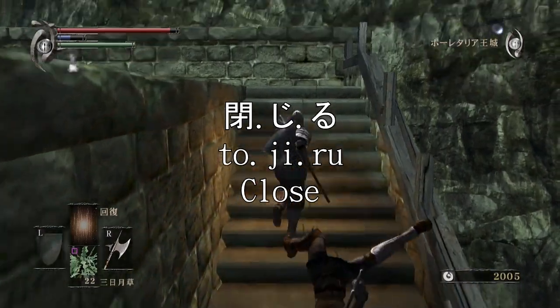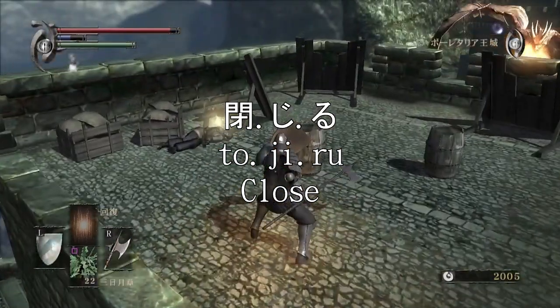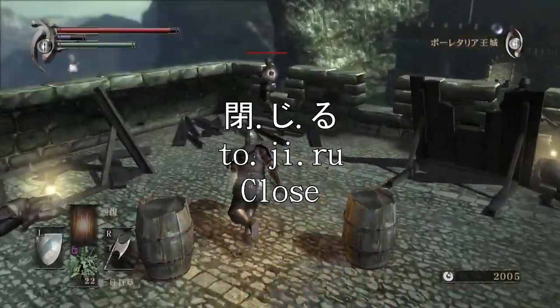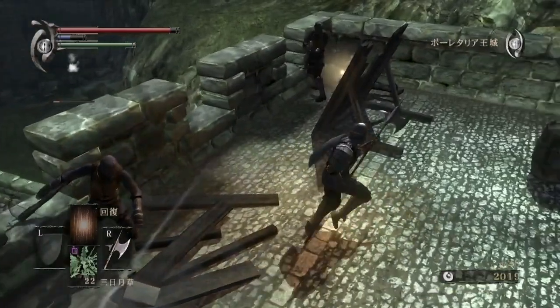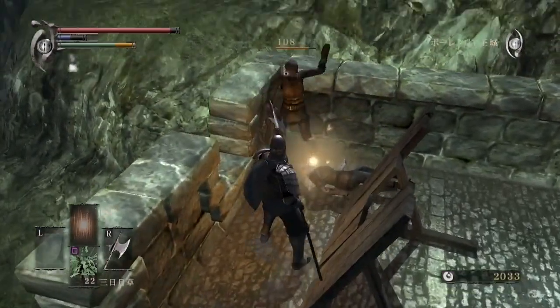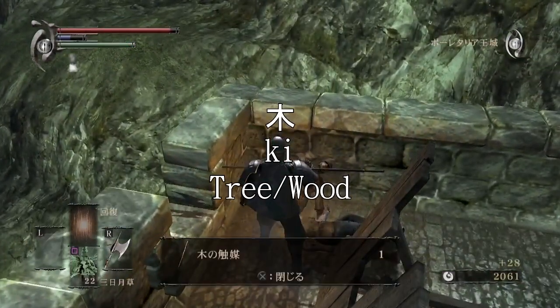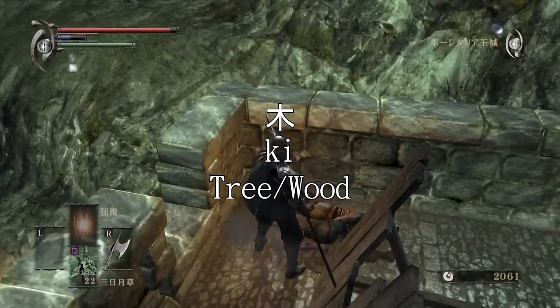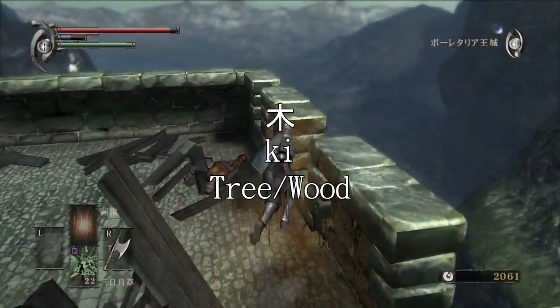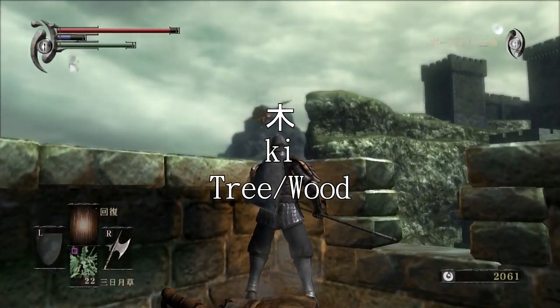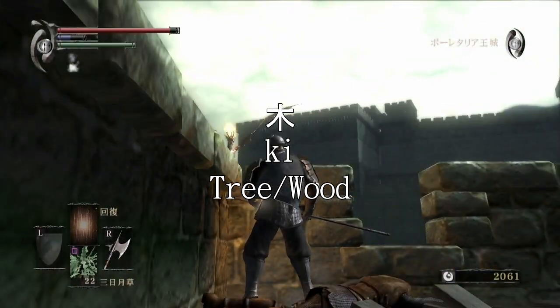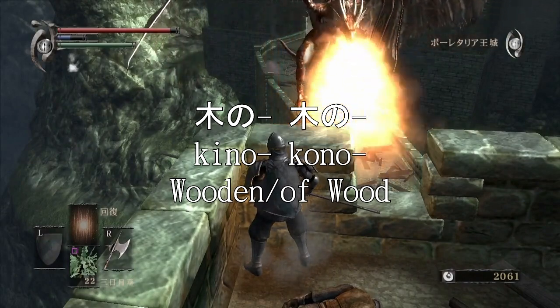Tojiru, close. This character has the gate radical wrapping around the top of it. Ki, tree, or wood. When you see a compound term that consists of ki, tree or wood, and no, it means of a tree or of wood, and is sometimes written ki, sometimes ko.